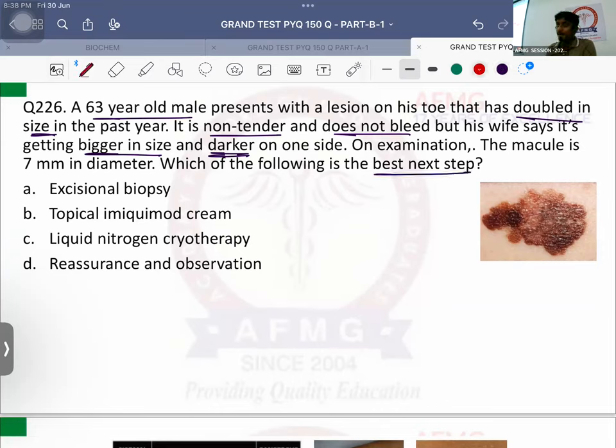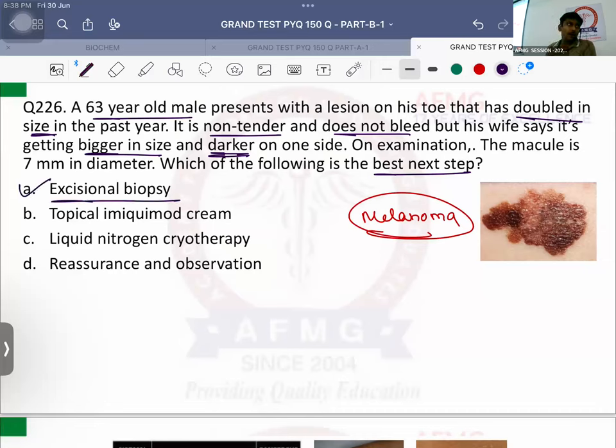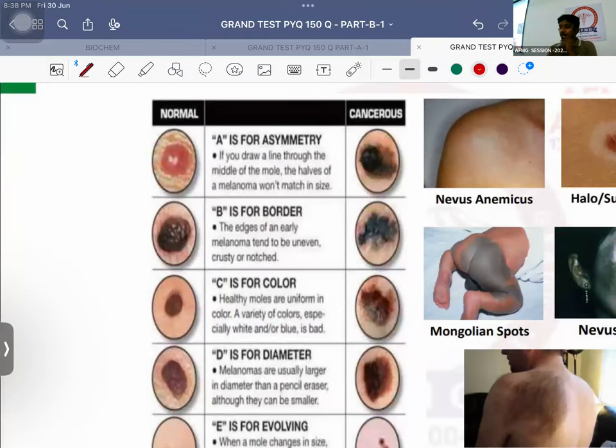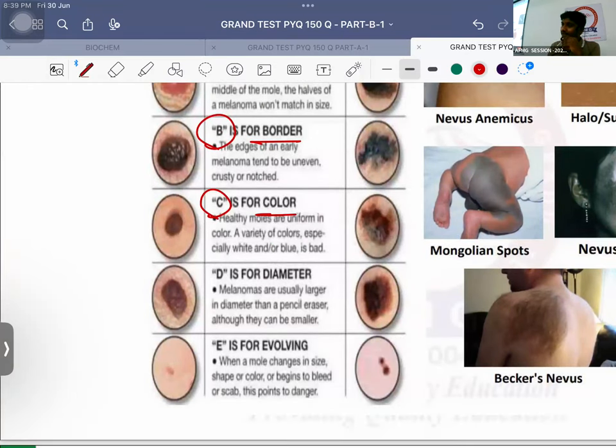What are you suspecting? Very good. It is a case of skin cancer, rather the most malignant skin cancer known. That's the reason why we have to go for an excisional biopsy. Melanoma ka characteristics are A, B, C, D. A: will the lesion be symmetrical or asymmetrical? Asymmetrical. B for border, regular or irregular? Irregular border. C for color, dark or light? Dark color, brown or black. D for diameter, diameter will be very large.